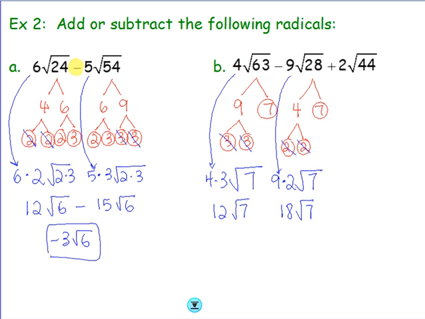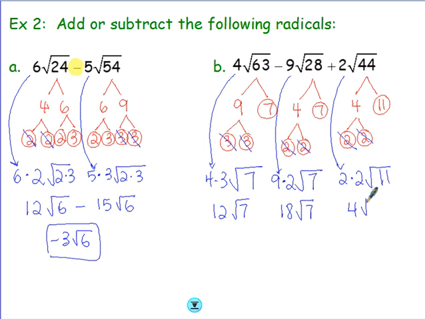Our final radical is 44. That's 4 and 11. 4 is 2 and 2. We have a pair of 2's, cross those off. Outside the radical is a 2. The 11 stays inside. The 2 in front comes down. So we have 4 radical 11.